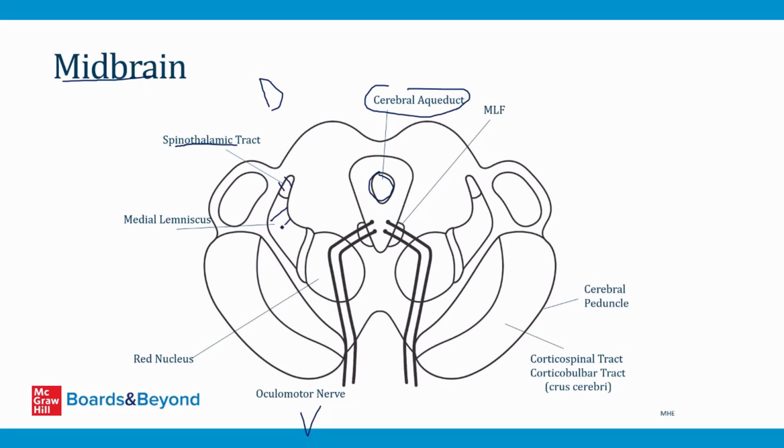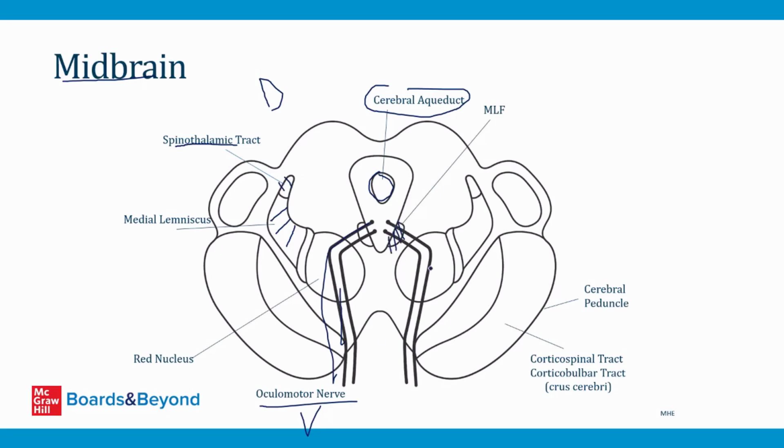And then the medial lemniscus is right here. This carries sensory information from the posterior columns of the spinal cord. This is sensory information on vibration and proprioception. These long, sort of spider-like fibers here are cranial nerve 3, the oculomotor nerve. And then this small structure right here is the medial longitudinal fasciculus.